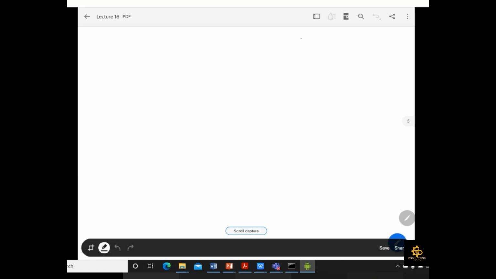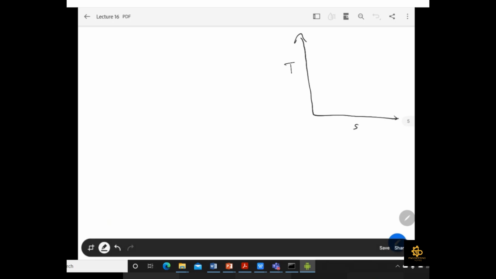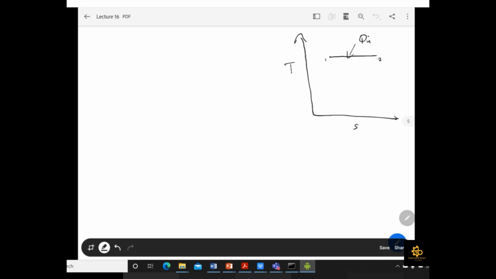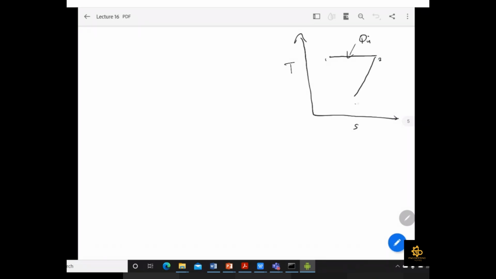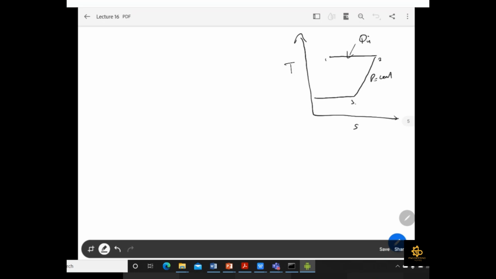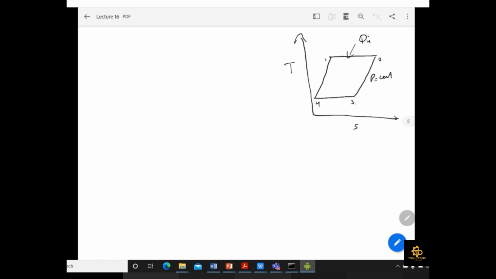Starting from the TS diagram, I hope you already know how to draw the TS diagram for the Ericsson cycle. I will quickly draw it. Process 1 to 2 is your expansion process, and also the heat addition process. Then 2 to 3 is the constant pressure regeneration. This is P equal to constant for Ericsson. Then 3 to 4 is your isothermal compression process, and then 4 to 1 is again a regeneration process at constant pressure, and this is your Q output.